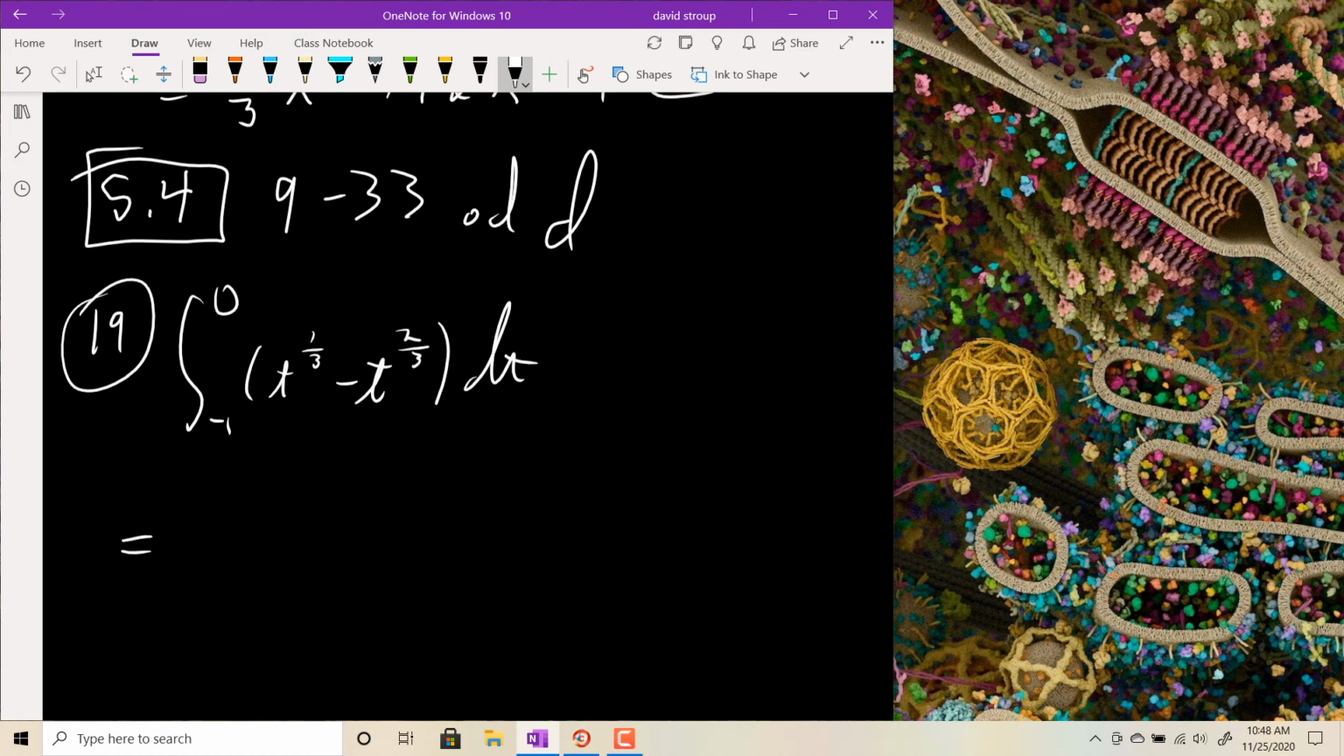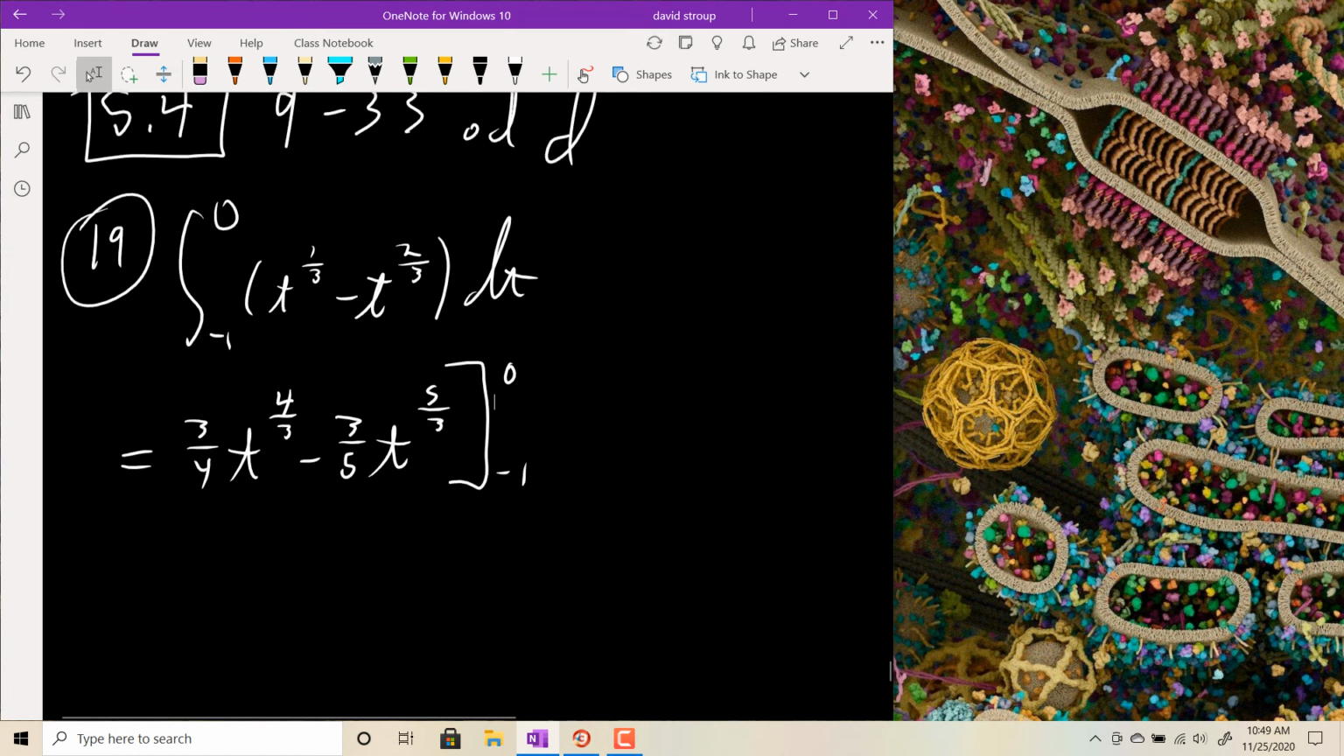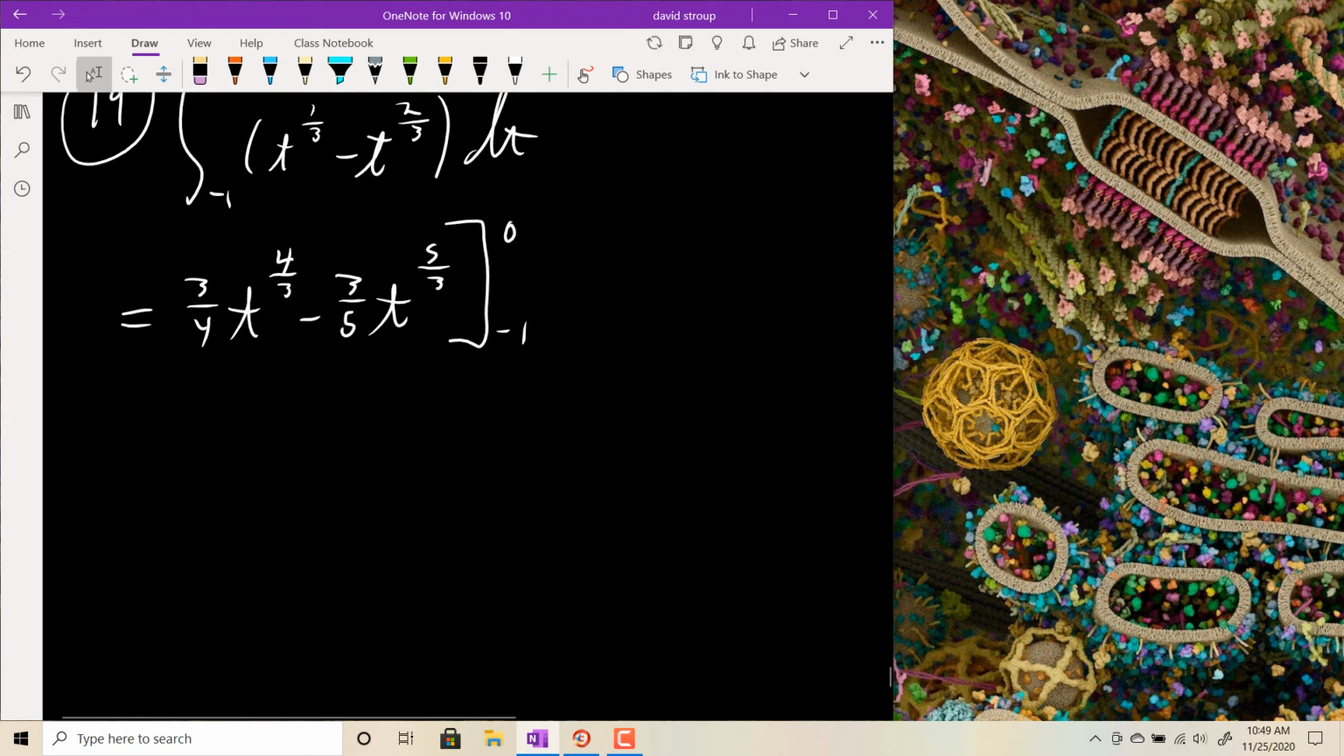Okay, so I have to find the antiderivatives first. So this is going to be t to the 1/3 plus 3/3 is 4/3, and then times 3/4 in front, minus t to the 2/3 plus 3/3 is 5/3 times 3/5, and then evaluate from -1 to 0. When you do the evaluation, you plug in the top number first, and then you plug in the bottom number. So you start with the one I just circled in red.